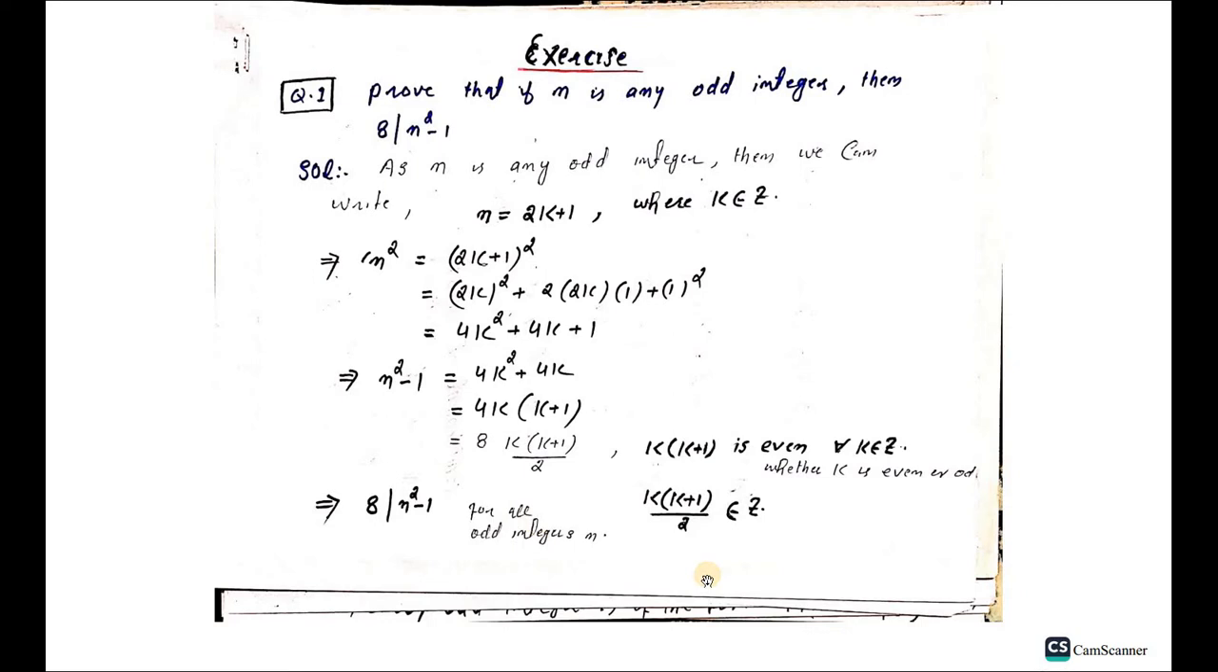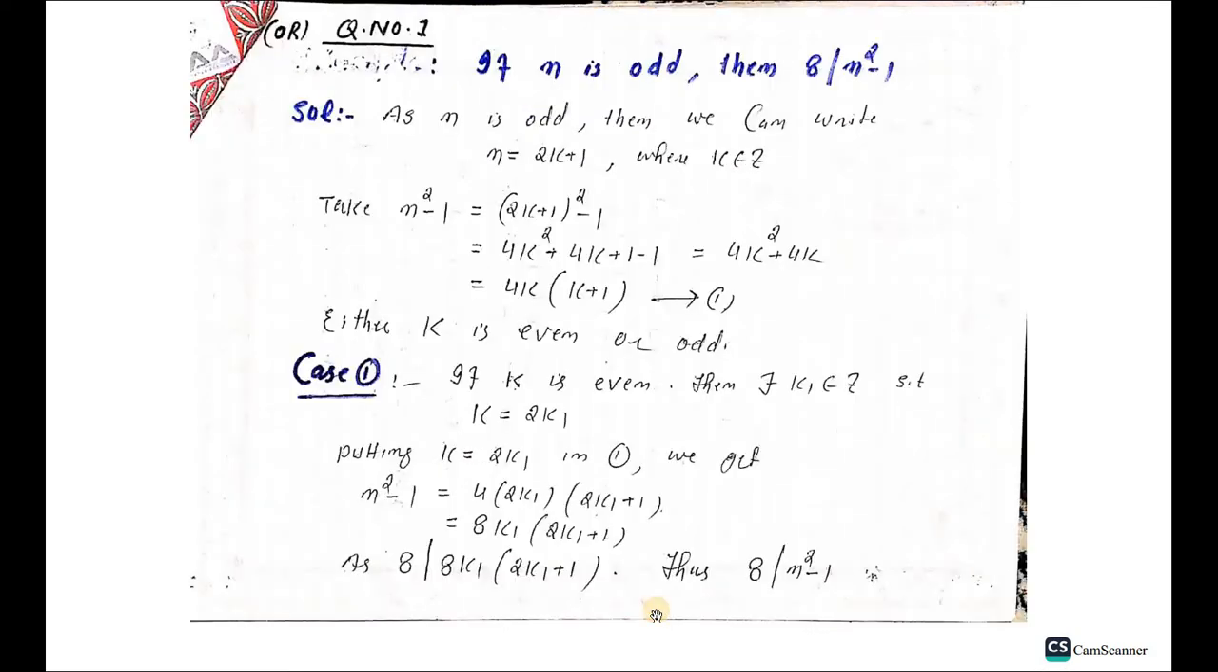Now we come to the next slide and we will solve the given problem by another method. So this is the same solution by another method, and here the statement of the problem is: if n is odd, then 8 divides n square minus 1. The solution is: since n is odd, any odd integer can be written as n is equal to 2k plus 1, where k is integer.